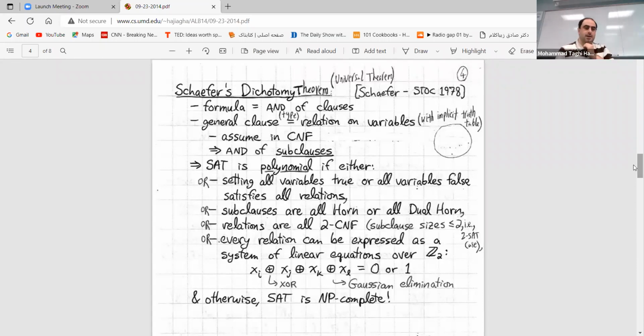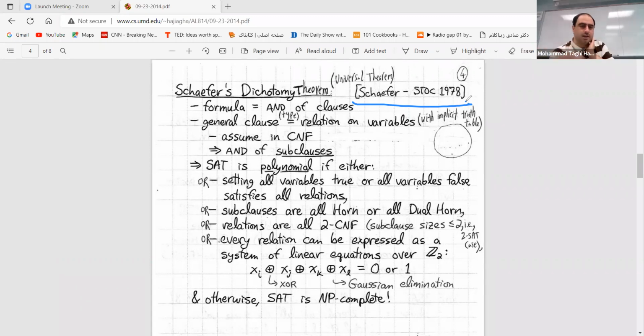Okay, so this is Schaefer's. He actually defined several variants of these problems, as we discussed. Now, he has Schaefer's dichotomy theorem, or universal theorem, that he proved in STOC 1978. So that's essentially the idea. He considered all these variants, and then he wants to say which of these variants are polynomially solvable and which of them are not polynomially solvable.